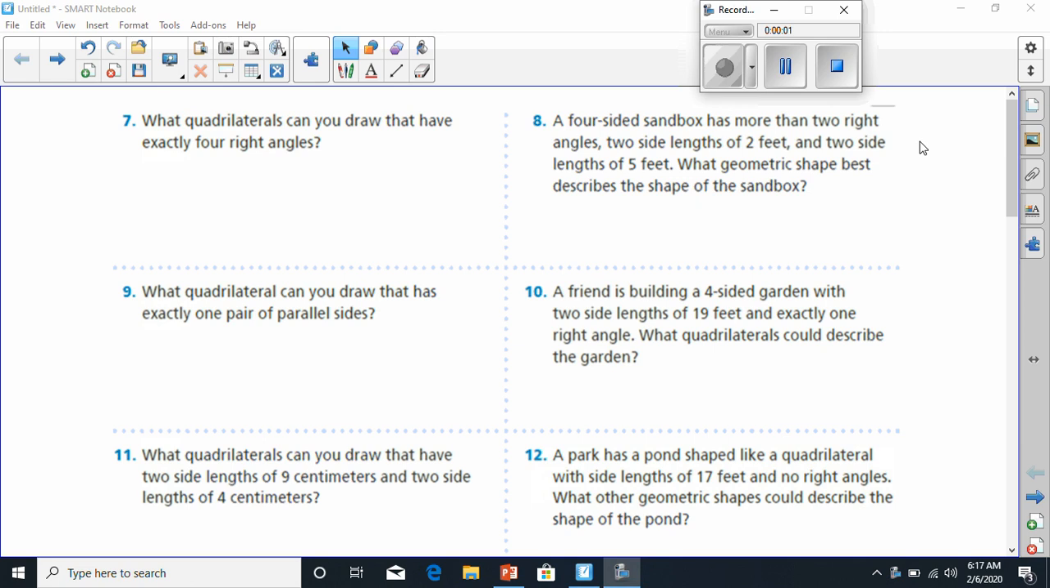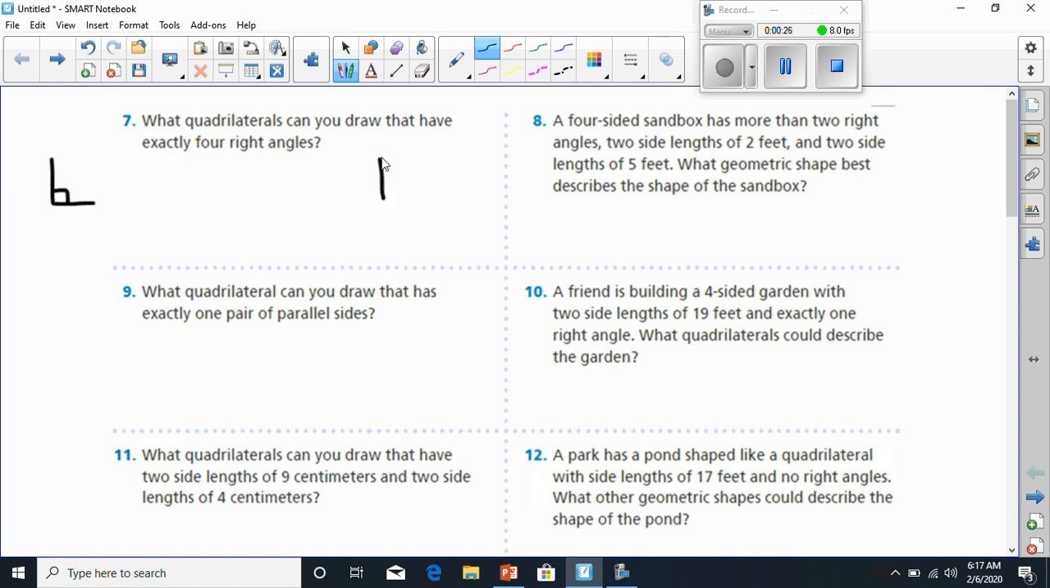Going to be going over drawing geometric figures. I'm going to be doing the odd ones, so follow along. What quadrilaterals can you draw that have exactly 4 right angles? Remember, a right angle is an angle that has 90 degrees on the corner. If you have 4 right angles, I would have to be drawing a square because they have 4 right angles, or I could be drawing a rectangle.